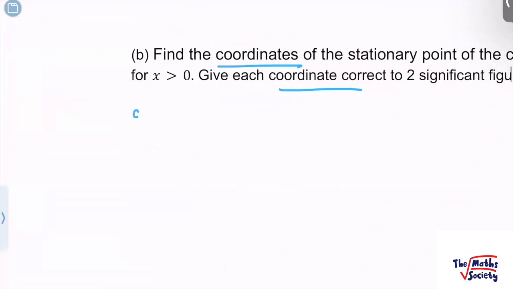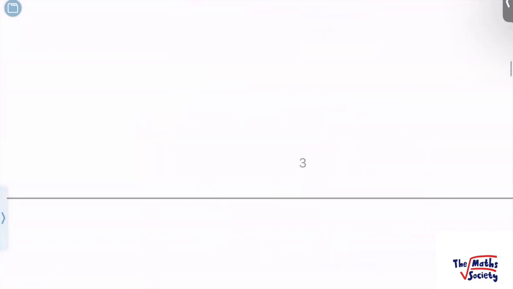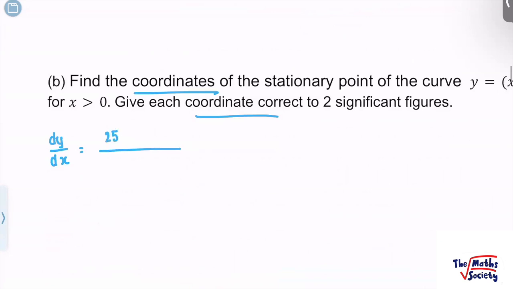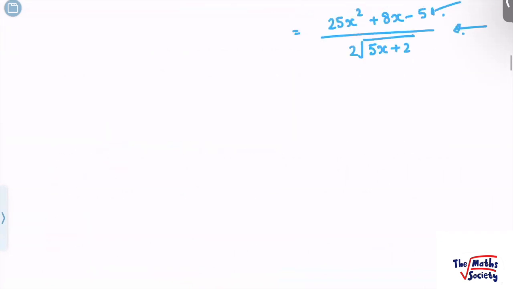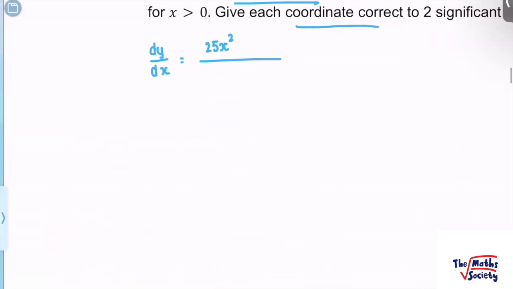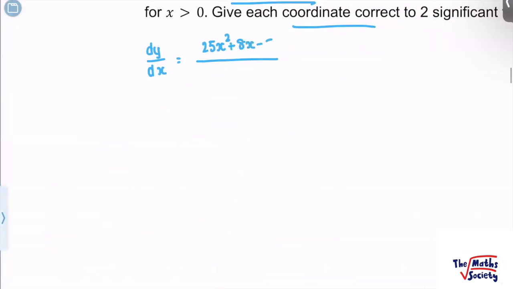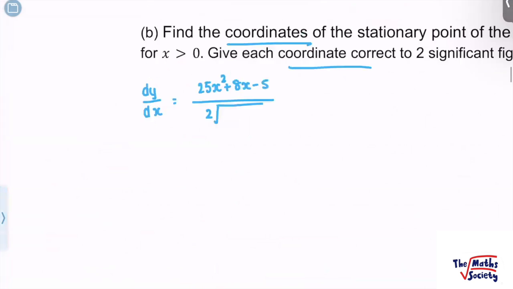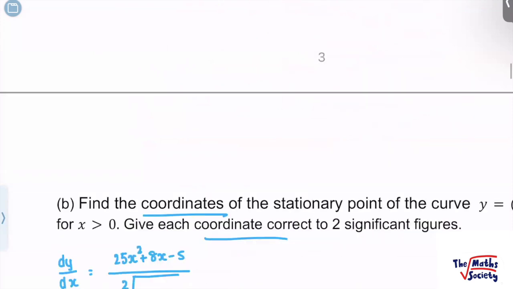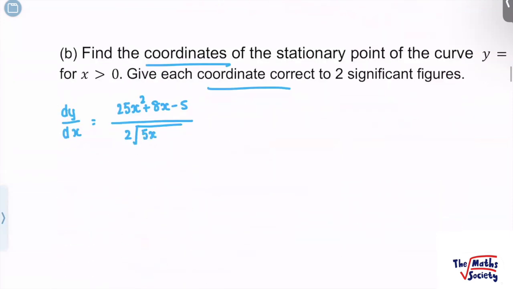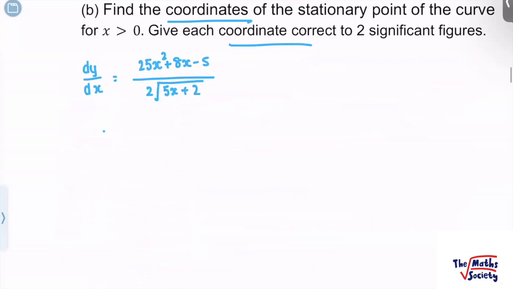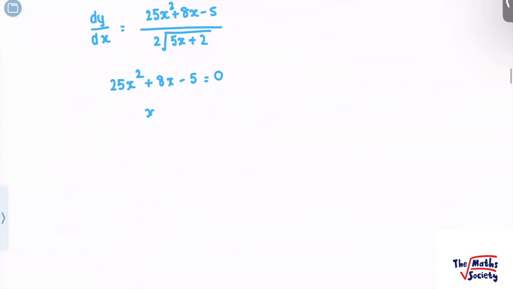So we know that dy by dx was equal to 25x squared, I believe it was plus 8x minus 5, over 2 root 5x plus 2. So then we're just going to have 25x squared plus 8x minus 5 equals 0. And we know we can't do the cross method, so we're going to use the formula.